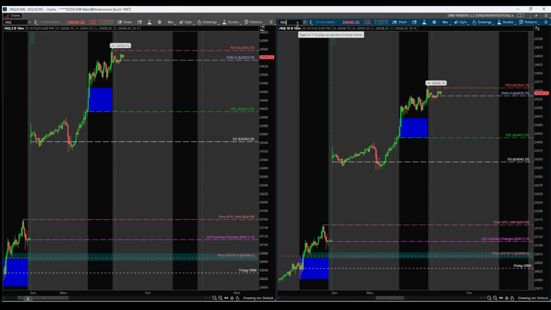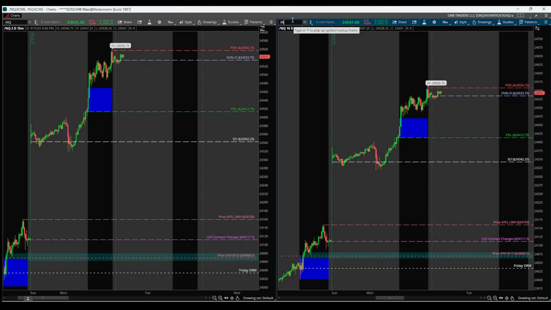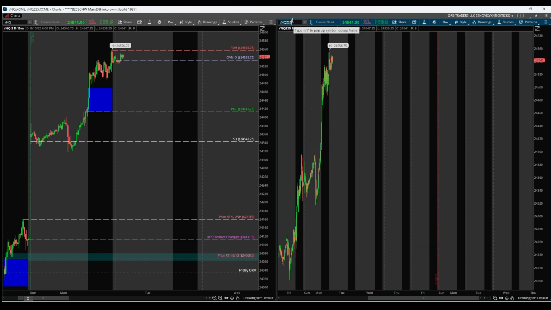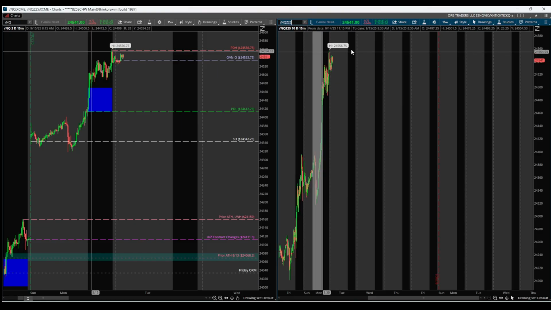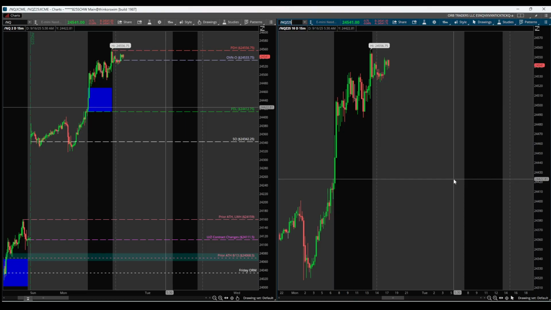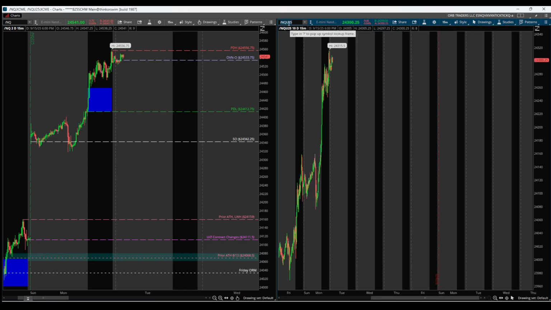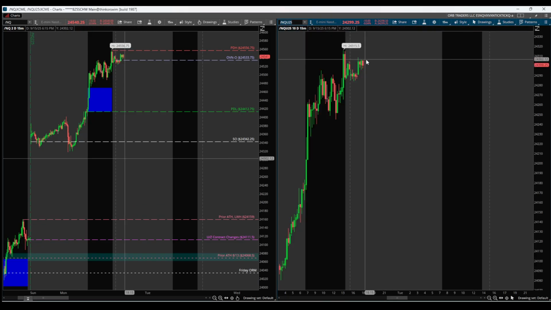So if you look at the NQ continuous on the left and you throw the NQ current contract on the right, you will see the price matches up. So we're at right now 24,541s. If we flip that back to the previous contract, you can tell there's a huge price difference there. So make sure you're trading on the correct one.